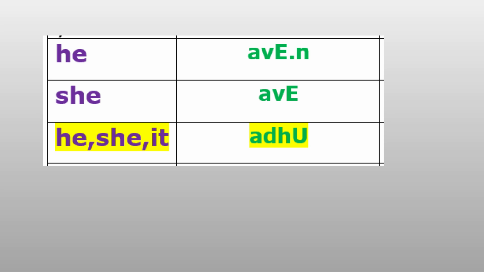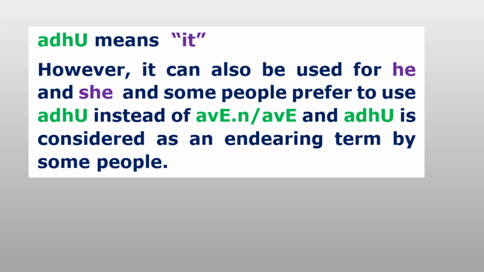Some of you, quite perceptive and with good attention to detail, might have noticed from the previous videos that adu can also mean he or she apart from it. Adu means it. However, it can also be used for he and she. And some people prefer to use adu instead of avan or ava because adu is considered an endearing term by some people. Some people find the usage of avan and ava a little harsh or not so good. But again, it totally depends.